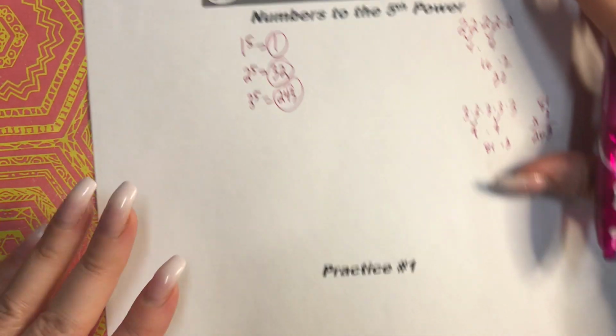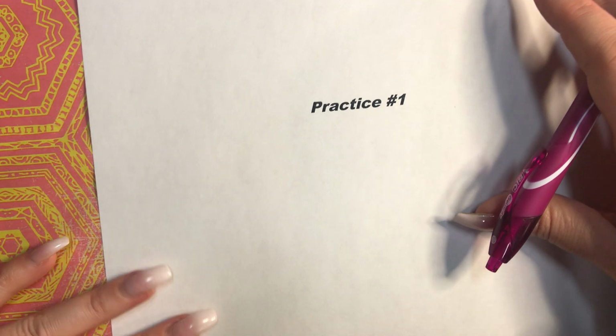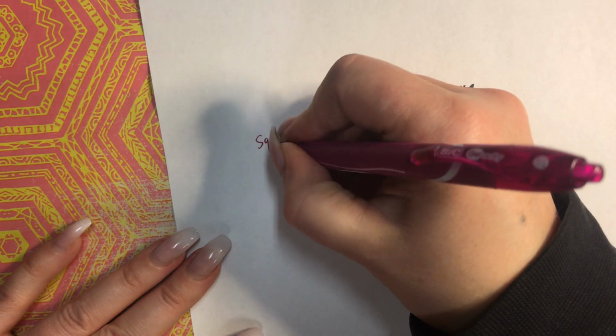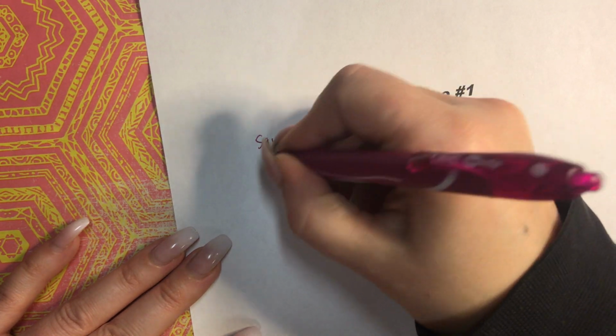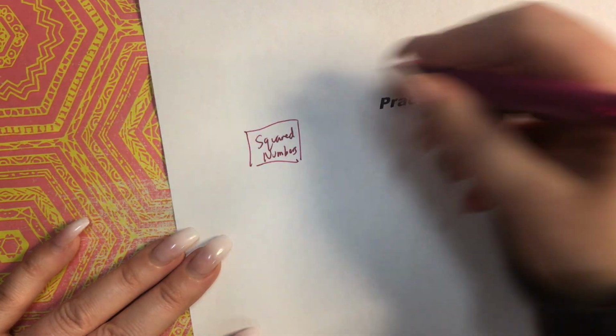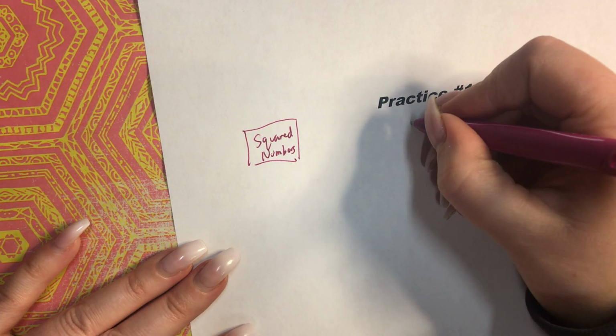Okay, so for our first practice, we're going to practice these numbers over and over quite a bit, okay? So this is how it's going to work. First, you're going to list off all of the squared numbers, okay? Then you're going to list off all of the cubed numbers.